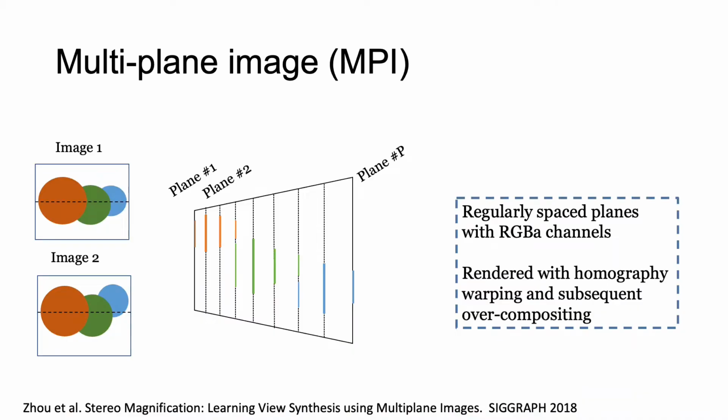It was shown previously that with two or more input images, one can represent a scene as a regularly spaced set of frontoparallel rigid planes. Each plane is equipped with a texture consisting of RGB color and opacity channel. Such a representation is called a multiplane image or MPI.